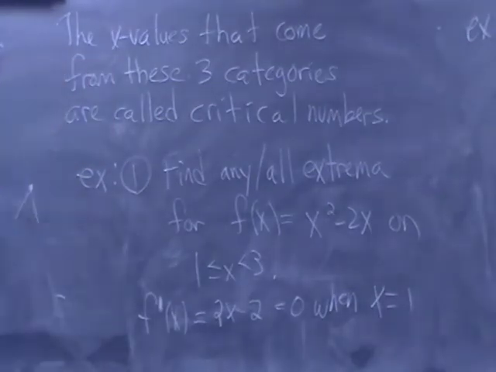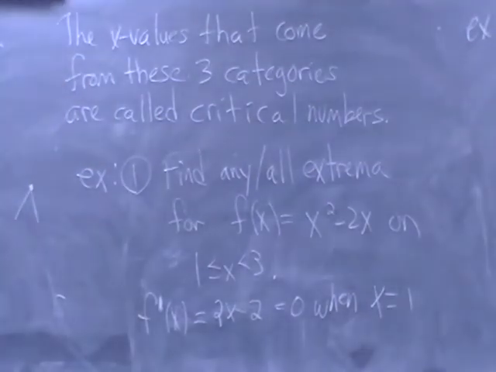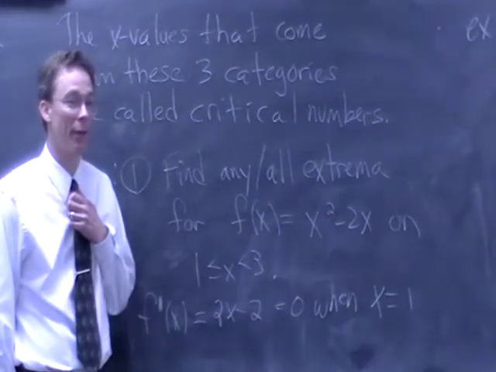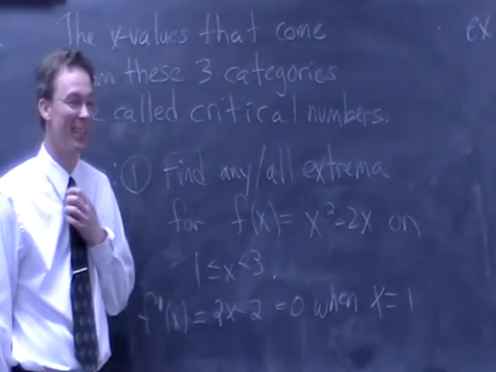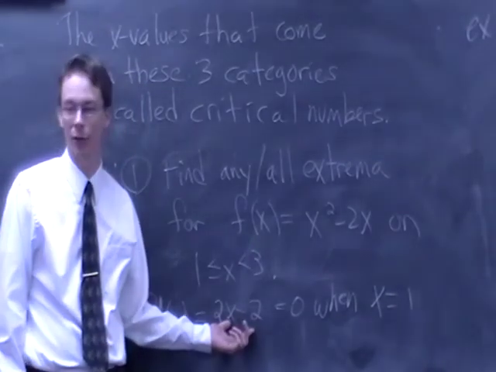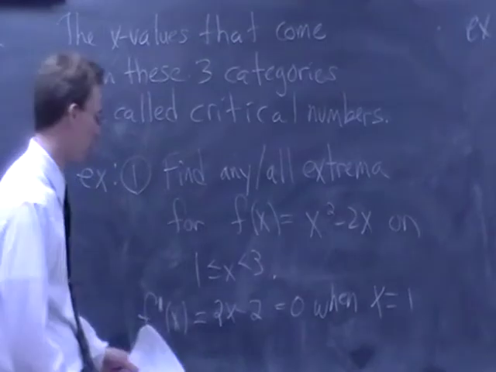Where is f prime undefined? Keeping in mind it doesn't have to ever be undefined. It's not. It's never undefined. This is just a line, right? It's always going to be defined. Every x value has an actual resulting y value.